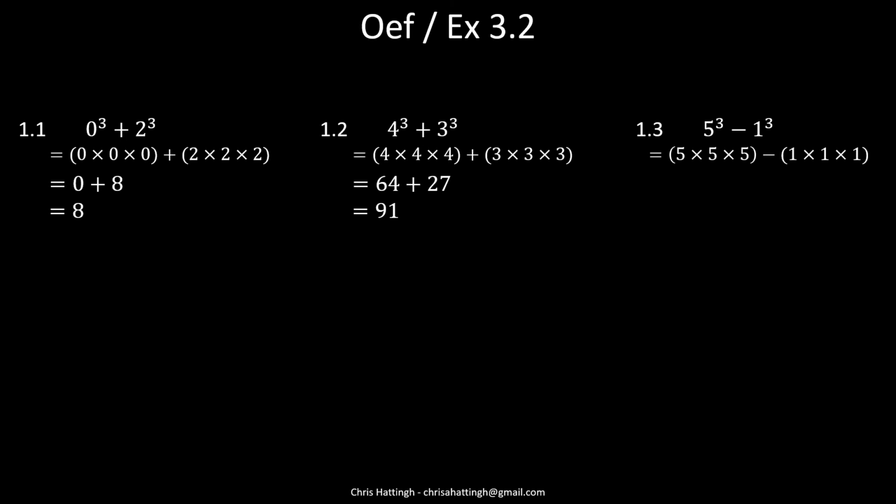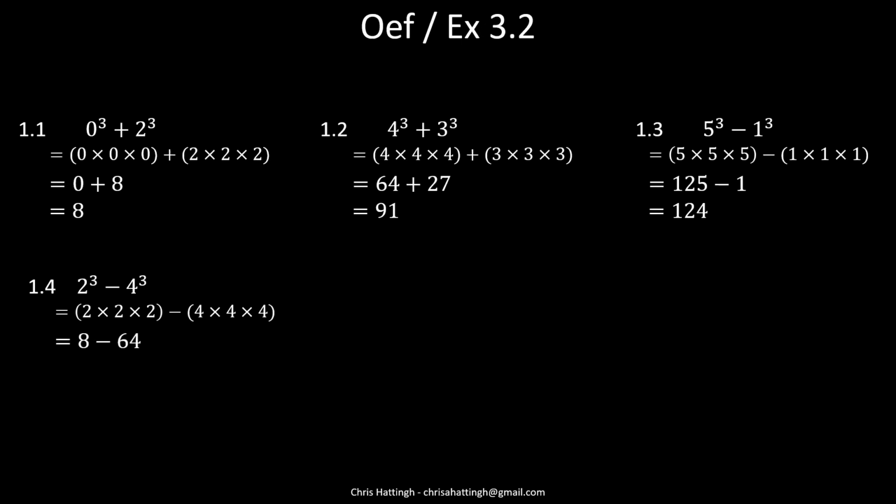1.3, 5 times 5 times 5 minus 1 times 1 times 1. It's 125 minus 1 gives you 124. Number 4, 2 times 2 times 2 minus 4 times 4 times 4 is 8 minus 64, and that gives you minus 56.